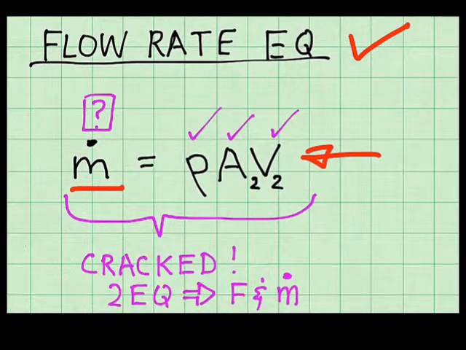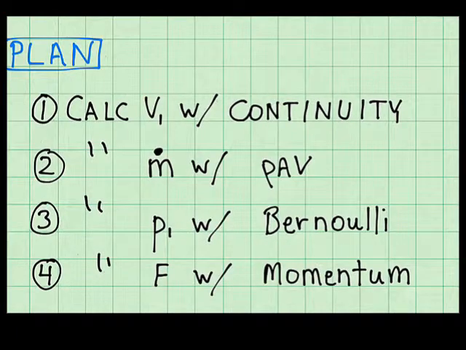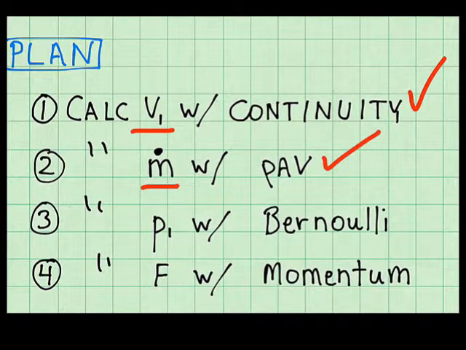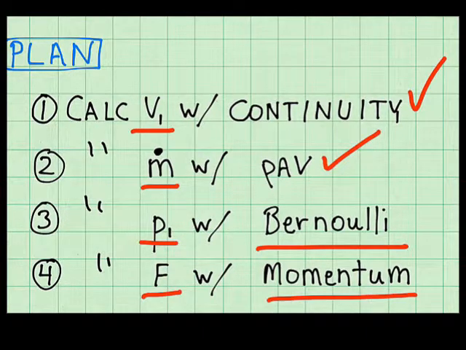I have the flow rate equation and the momentum equation, two equations, and I can solve for the force and the mass flow rate. So now I'm completely done with figuring out the problem. Back over my ideas, and I see I can calculate the velocity at section 1 with the continuity equation, the mass flow rate using the flow rate equation, m dot is equal to rho A v, the pressure at section 1 with Bernoulli, and the force to hold the nozzle stationary with the momentum equation.